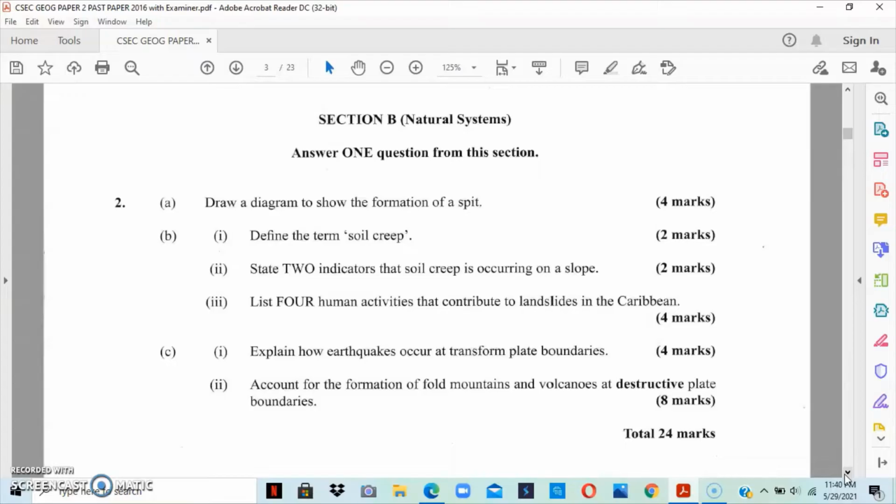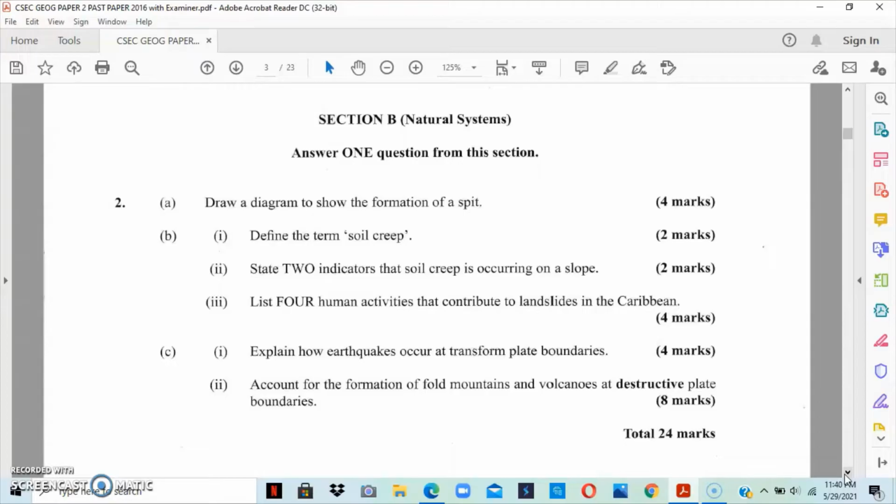Section B, part 1 asks you to define the term soil creep. Now, soil creep is just the slow, gradual, but continuous movement of soil down a slope.